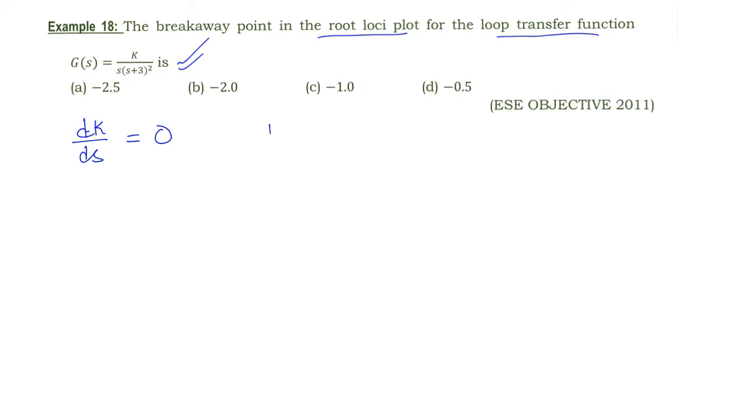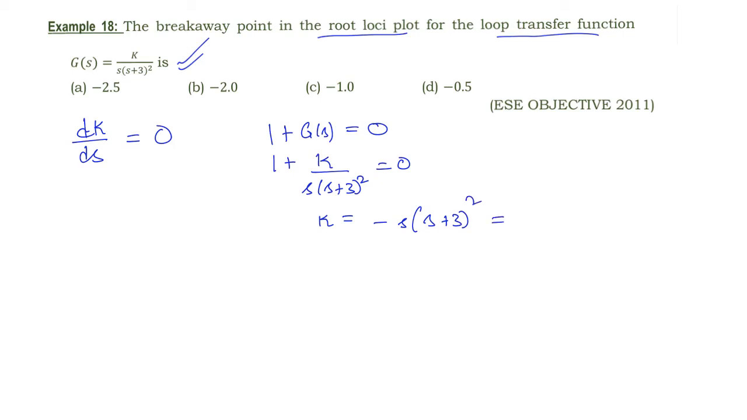We know that 1 plus G(s)H(s) is 0. Here H(s) is not given. The loop transfer function is directly given to be G(s). So this will be 1 plus K by s into (s plus 3) whole square equal to 0. So what will be K? K is equal to minus s into (s plus 3) whole square. You can further write this as minus s cube minus 6s square minus 9s.